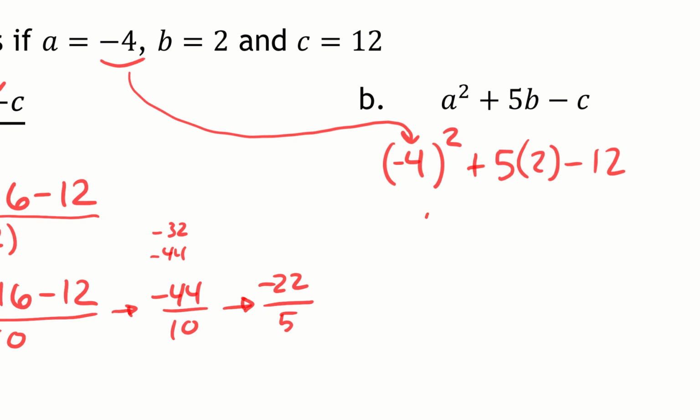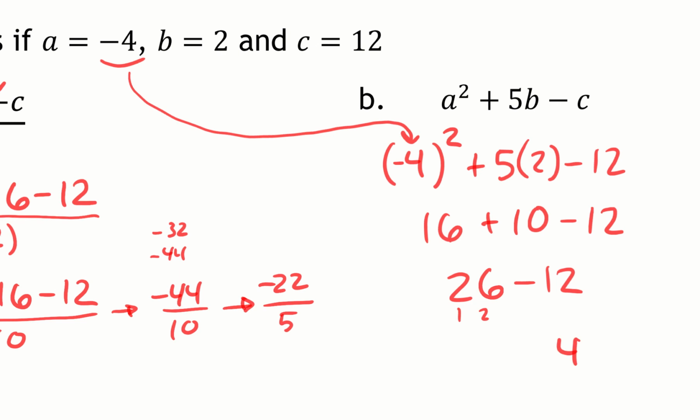Negative 4 squared is 16, plus 10 minus 12. Okay, so 16 plus 10 is 26, minus 12. If I have 26 and I take away 12, 6 minus 2 is 4, and 2 minus 1, I get 14. So 26 minus 12 is the number 14.